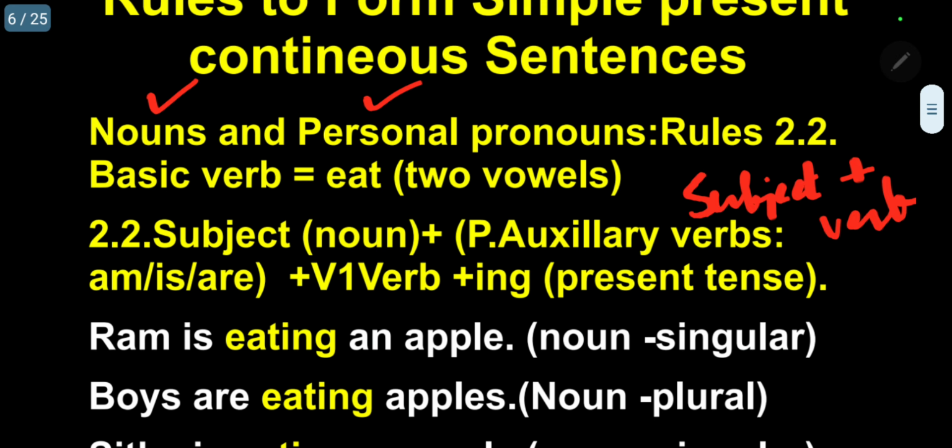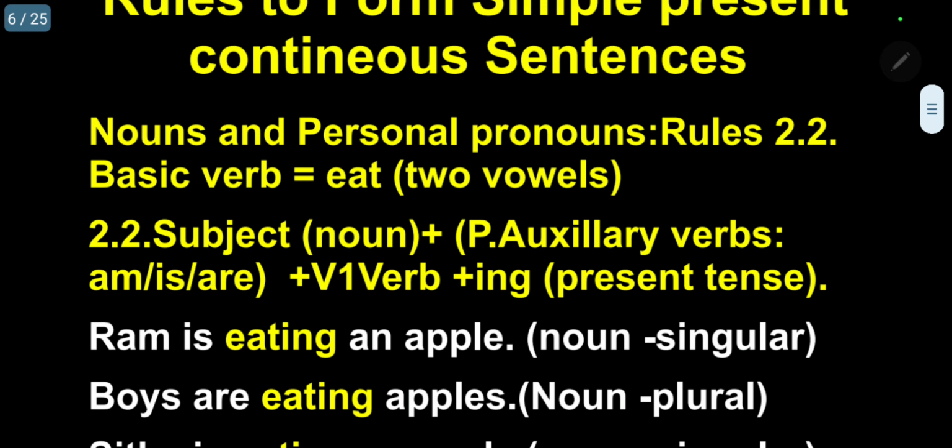Say for example, I eat. Simple sentence. To convert this simple sentence into a simple present continuous sentence, we have to write the auxiliary verb with the main verb plus ing. For that, I have given the formula here.